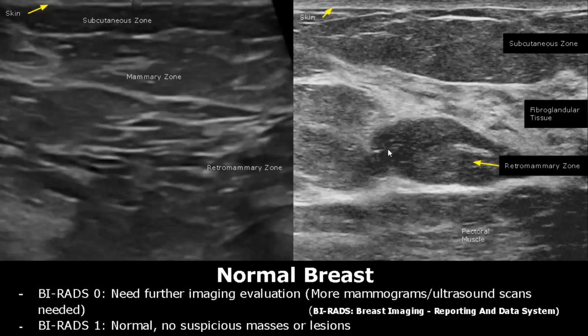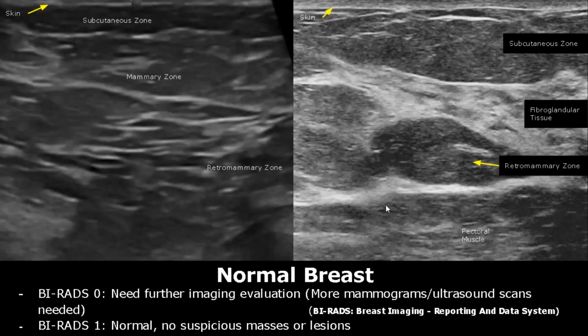Breast pathologies can be classified by using a system known as BI-RADS. It stands for Breast Imaging, Reporting and Data System. In total, it has 7 categories.